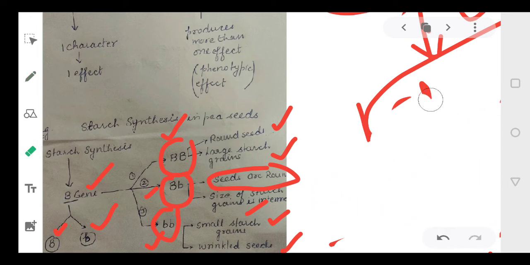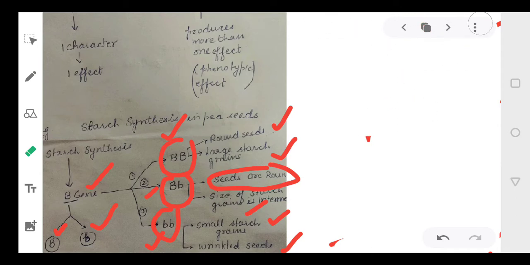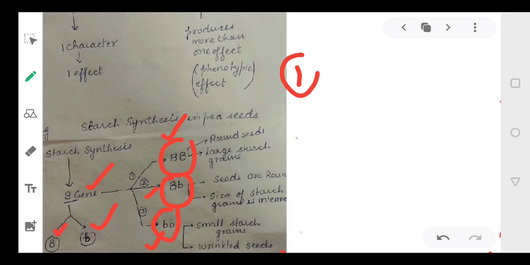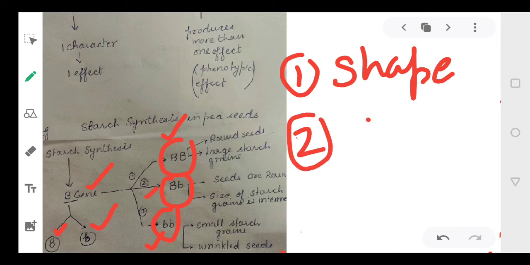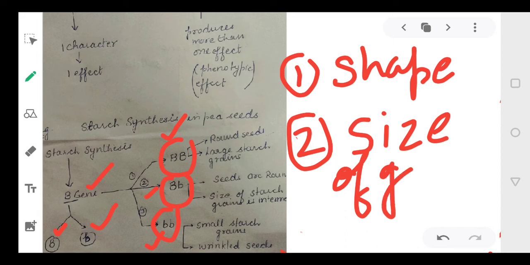The size is intermediate. So यहाँ पर आपके पास दो characters को control किया जा रहा है. There are two characters which are being controlled. One is shape. Second is size of granule.